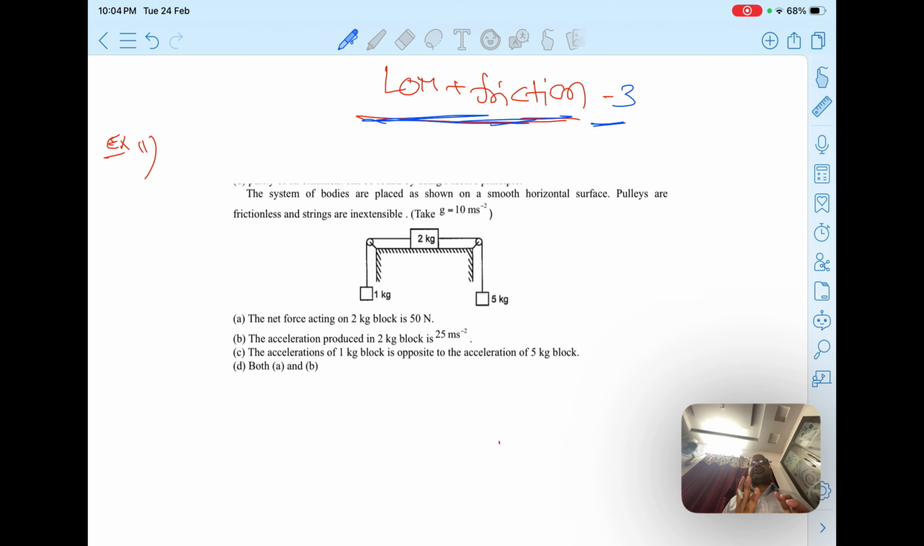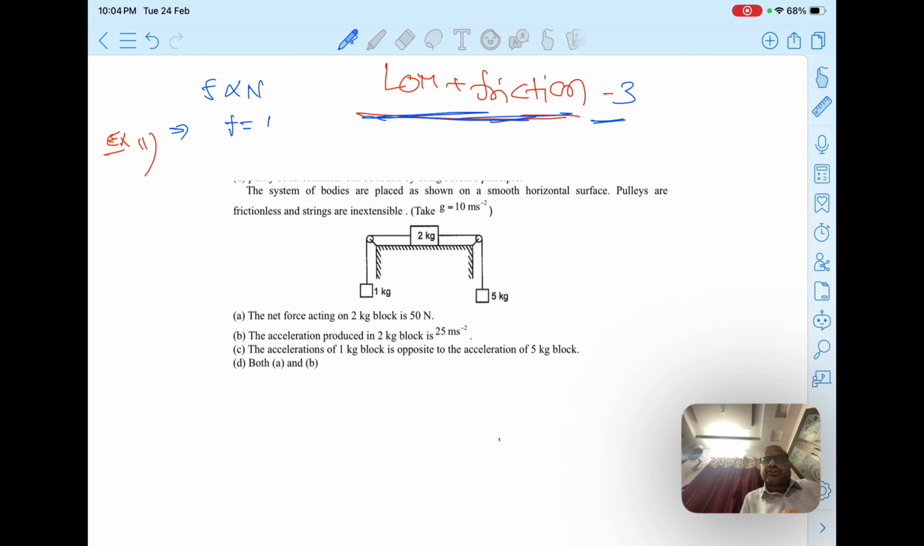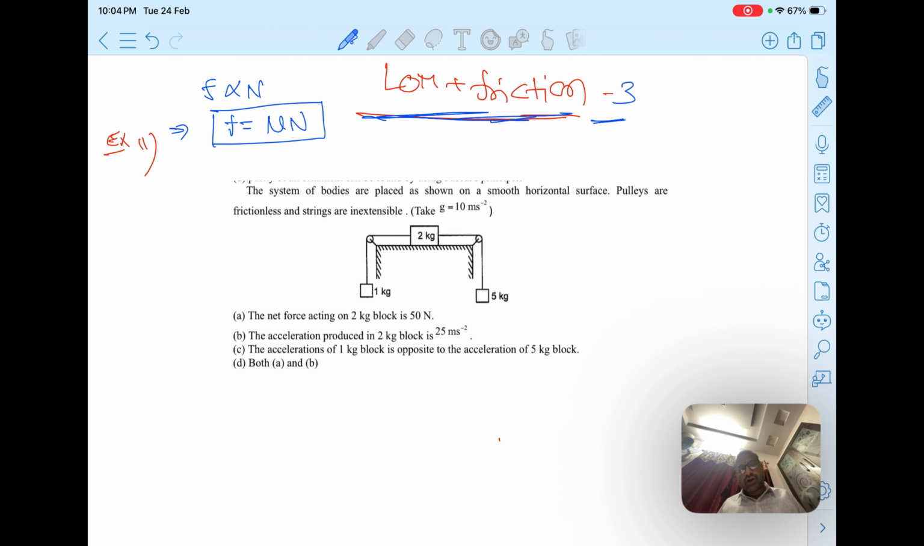Now we have already discussed 3 types of friction: static friction, kinetic friction, and rolling friction. We have also seen that friction is proportional to normal reaction, and from this we have F is equal to mu into N, where mu is called the coefficient of friction and N is called the normal reaction. Friction depends on normal reaction, and it also depends on the nature of surfaces in contact. Keep this in mind.